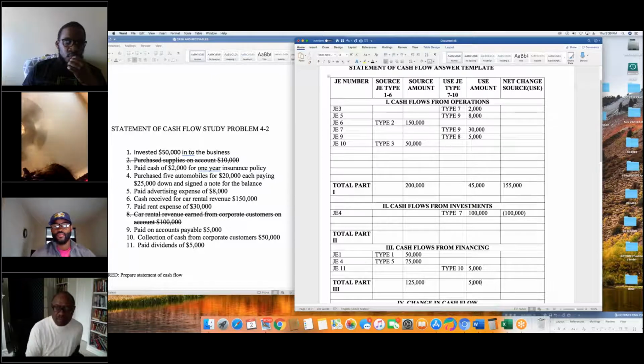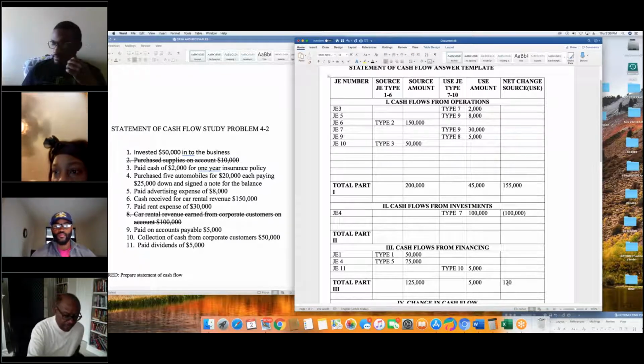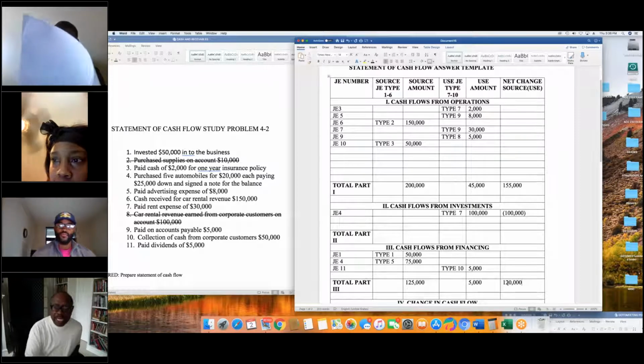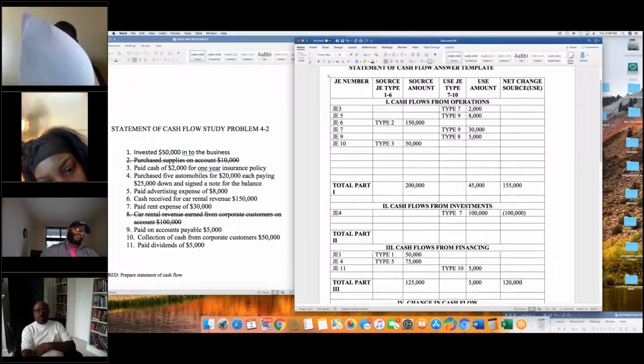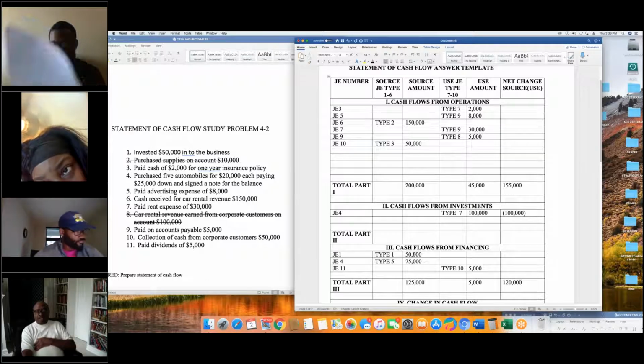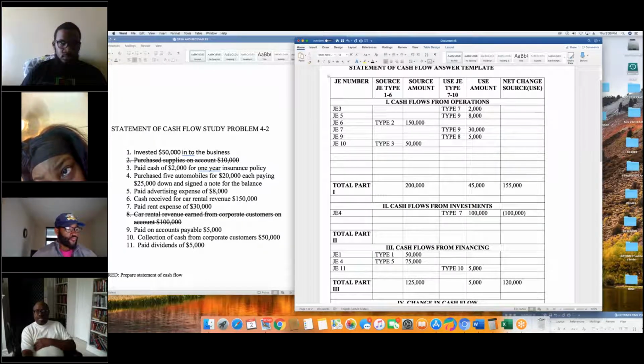I still don't understand why dividends go on the uses side. Because we paid it out, we put it on. You're paying the owner. When you got the money from the owner, it was a source. When you pay the owner, it's a use. Okay.